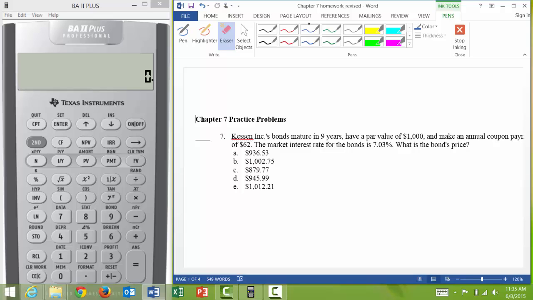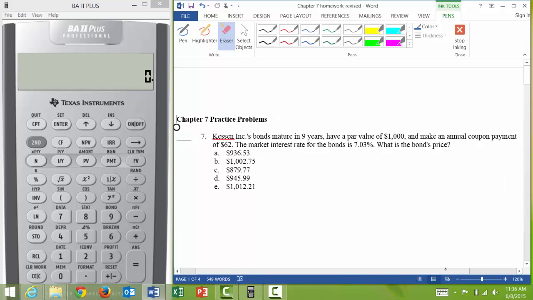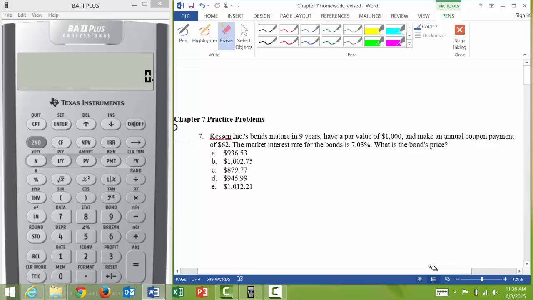So number 7 says, Kesson Inc.'s bonds mature in 9 years, have a par value of $1,000, and make an annual coupon payment of $62. The market interest rate for the bonds is 7.03%. What is the bond's price? So we are going to be solving for the present value or the price of the bond. And so we know that that's what we're looking for. We need to put in future value, payment, N, and I.